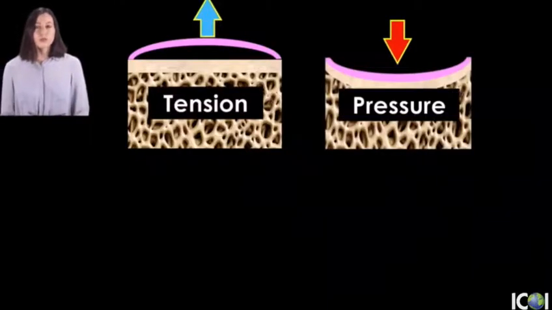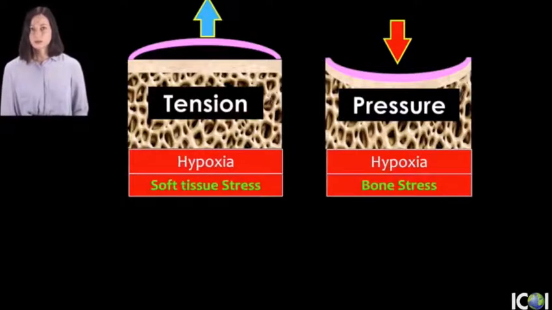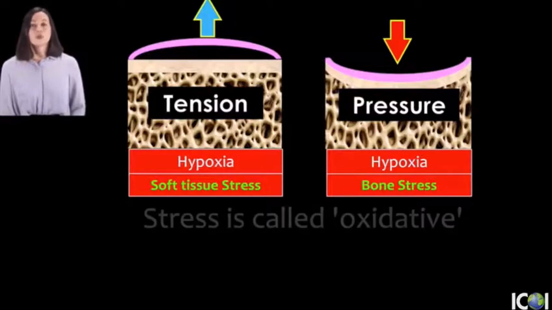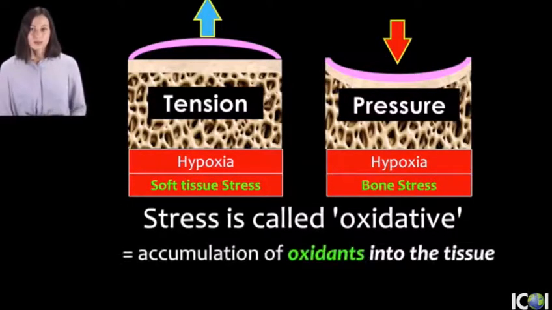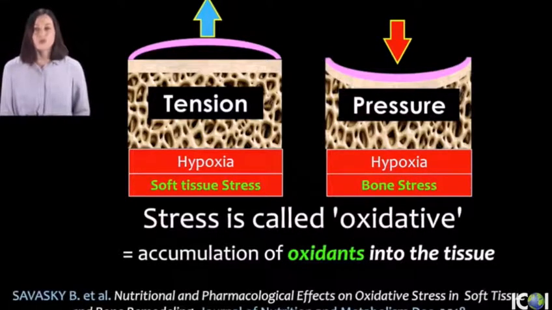To sum up, if we apply tension on the soft tissue or pressure on the bone, we will induce hypoxia and stress. And you know, in medicine, when we talk about stress, it's not psychological stress, it's oxidative stress, meaning an accumulation of oxidant in the tissue.